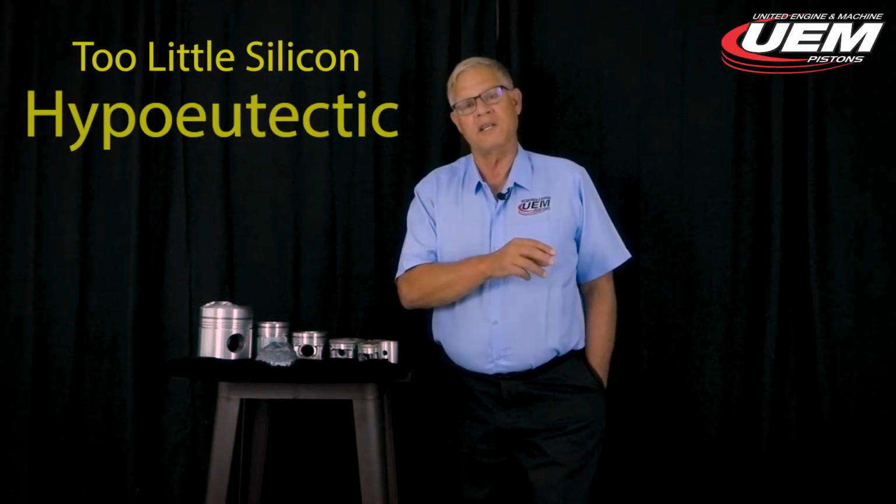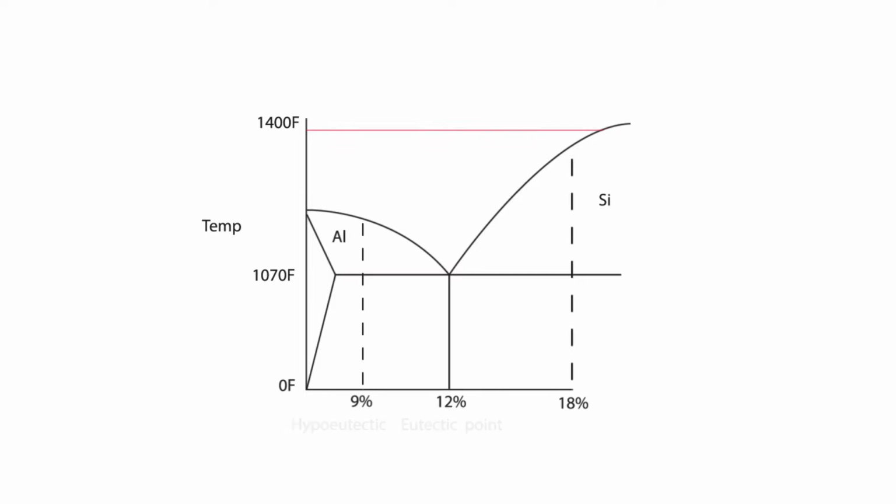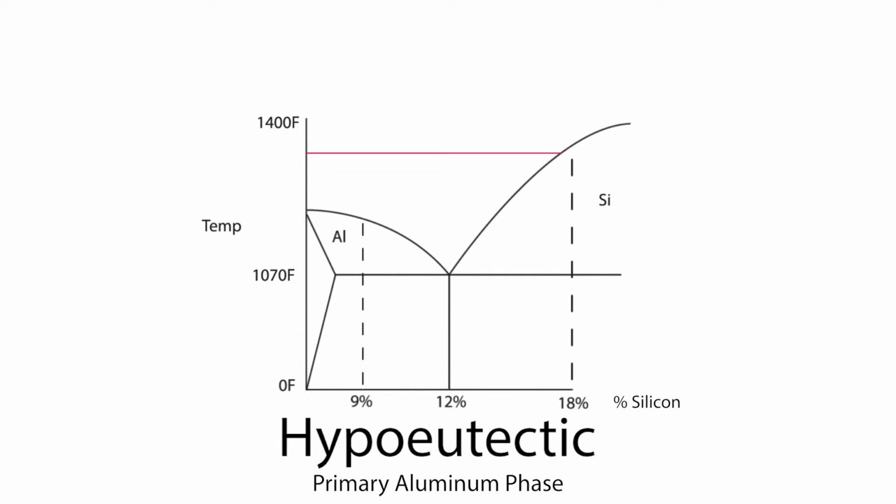So let's go the other way. We put too little silicon in. When we do this, again, the alloy is in an unstable state and it wants to correct itself.